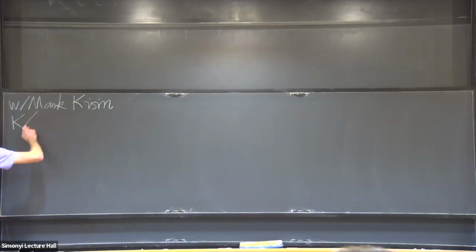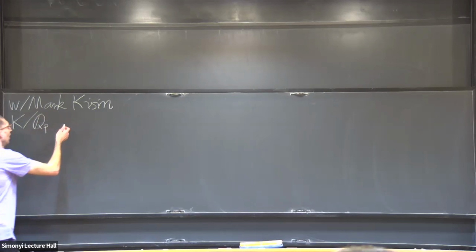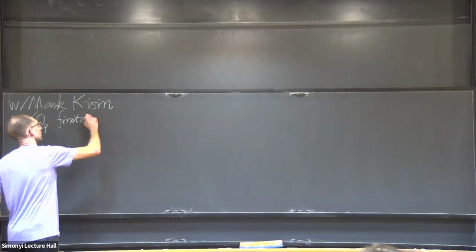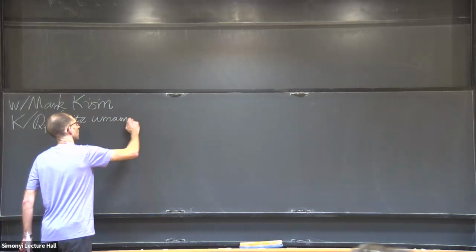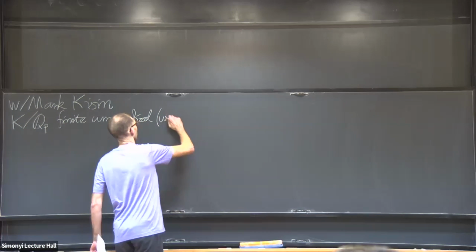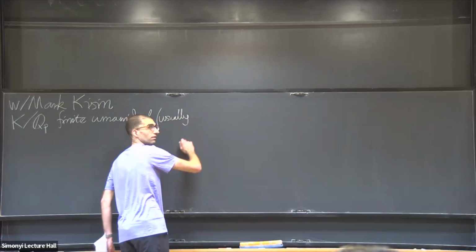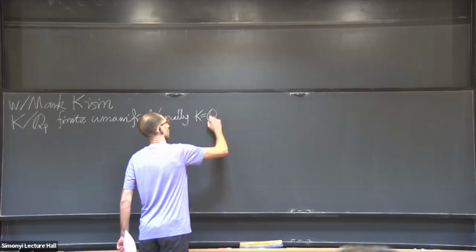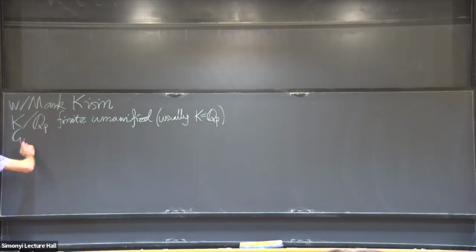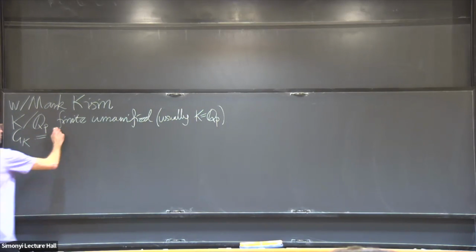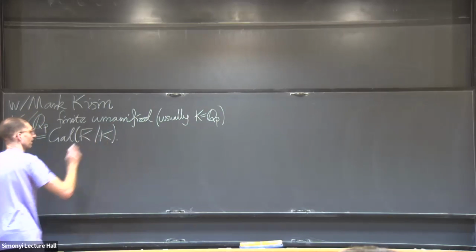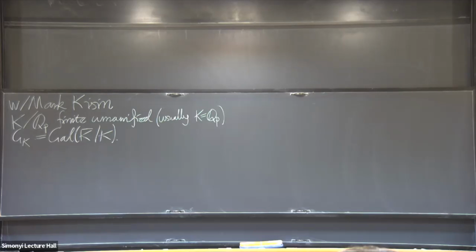I'm going to have K over QP, a finite unramified extension. And I always write GK for the absolute Galois group. Okay, so choose an algebraic closure for this Galois group.